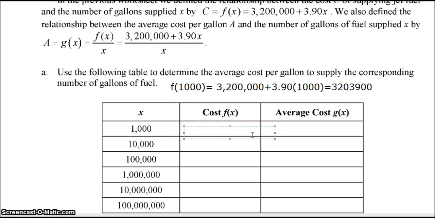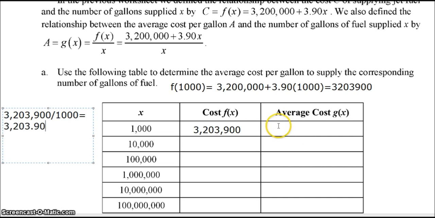That is quite a big number, 3,203,900. Then the average cost, G of X, is just that number divided by X. 3,203,900 divided by 1,000, which is 3,203.90. And now we can fill out the rest of the table in the same way.